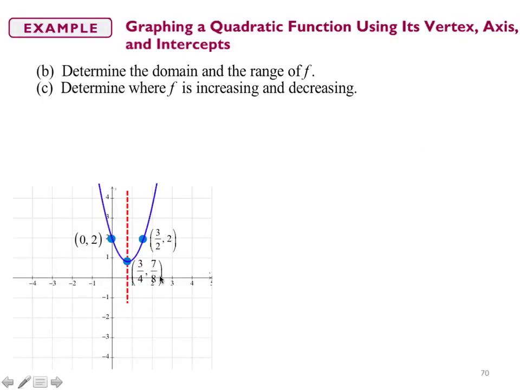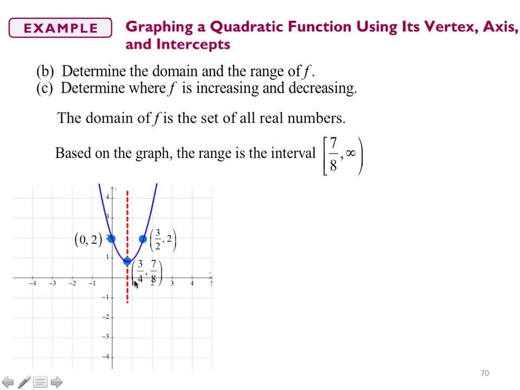Now, if we want to determine the domain and the range, domain is going to be all x values from negative infinity to infinity. So if you think about that, you have values all the way across our number line, all the way from negative infinity up to infinity. And then the range is going to be the y values. And if you look, the smallest y value that we have is going to be at 7/8, and it's included, so we have a bracket there. And then the largest y value is going to be up at infinity.